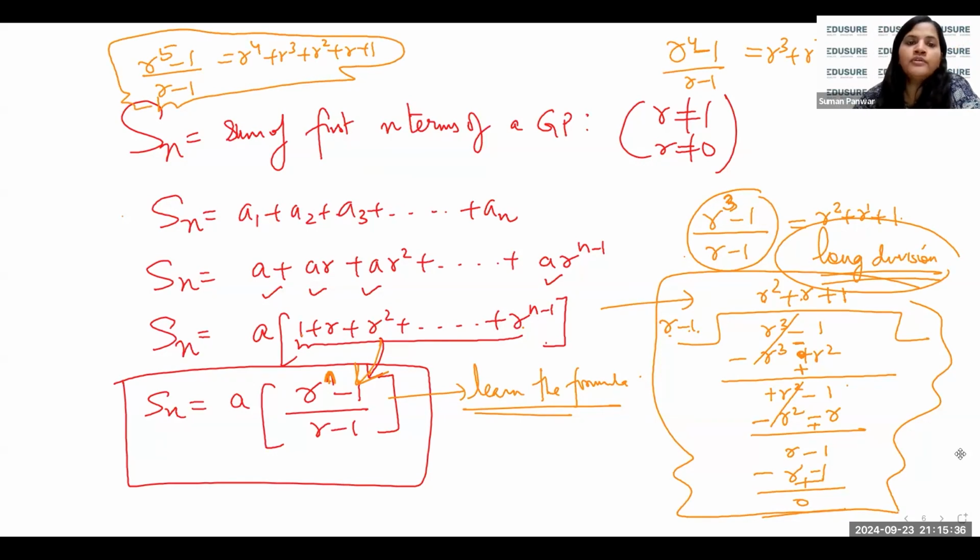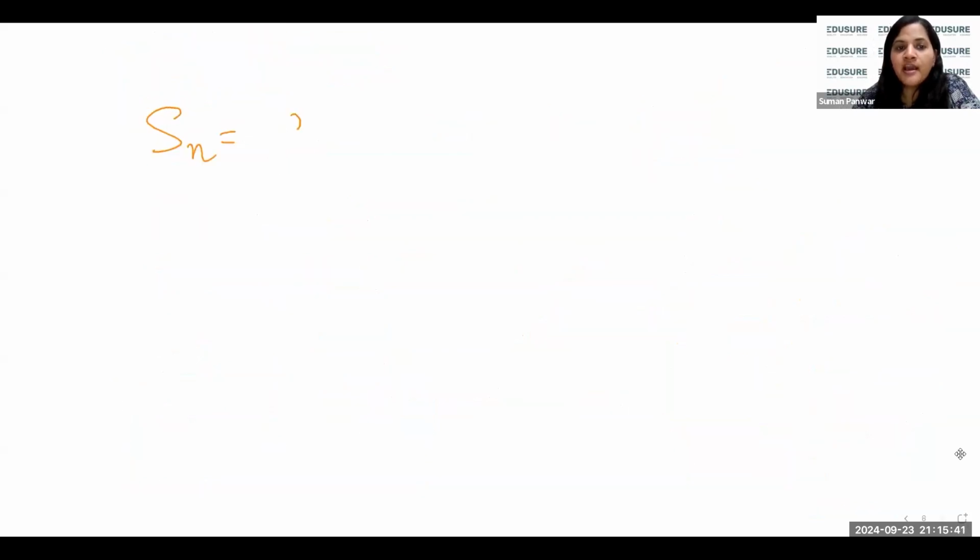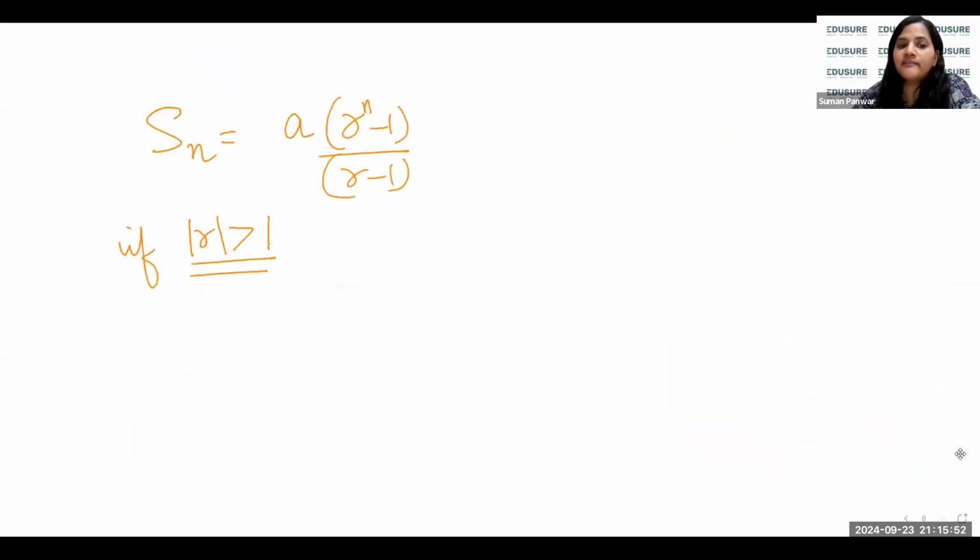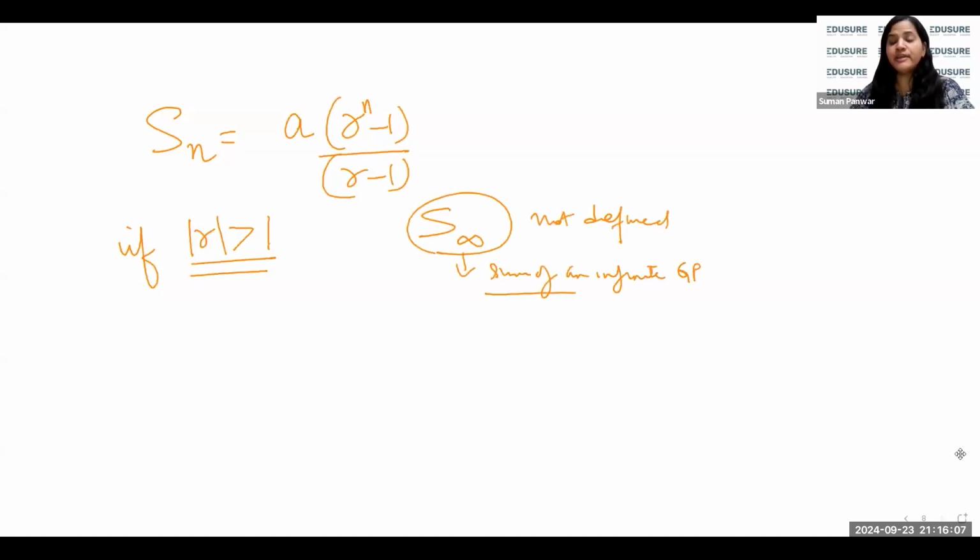So we all know, अभी आपने देखा है कि the sum of first n terms of a geometric progression is a(r^n minus 1) upon (r minus 1). So if the absolute value of r is greater than 1, then S infinity will be not defined. What do you mean by S infinity? Sum of an infinite GP. Infinite GP का मतलब GP रुक ही नहीं रहा है. a1, a2, and they are adding and adding and adding. So there is no end.